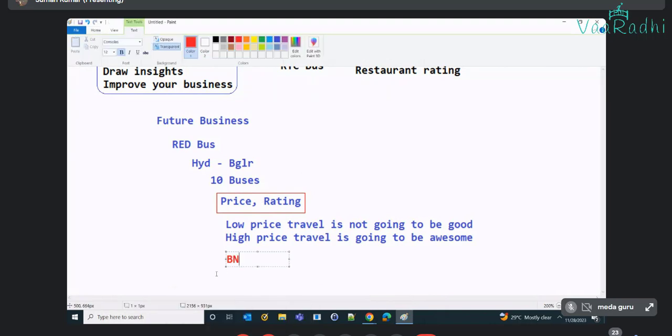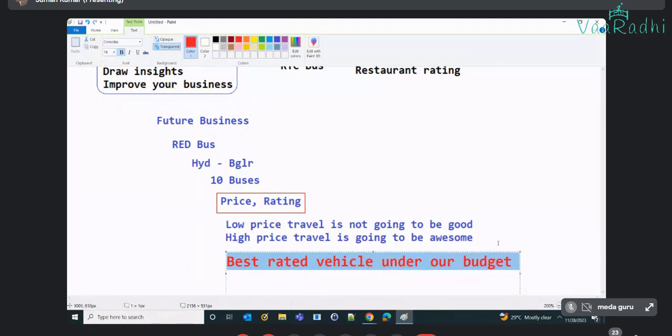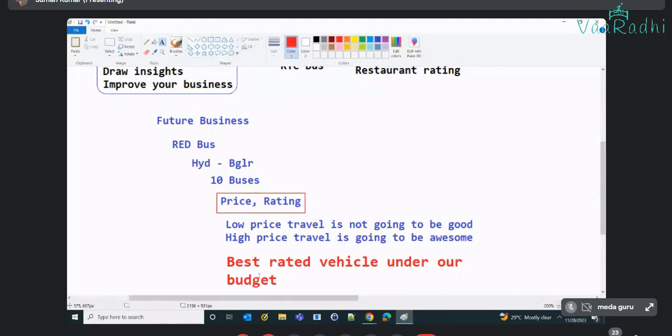So what does everyone opt for, guys? Best rated. How many people agree with this statement? It's true. True, right? Best rated vehicle under our budget.